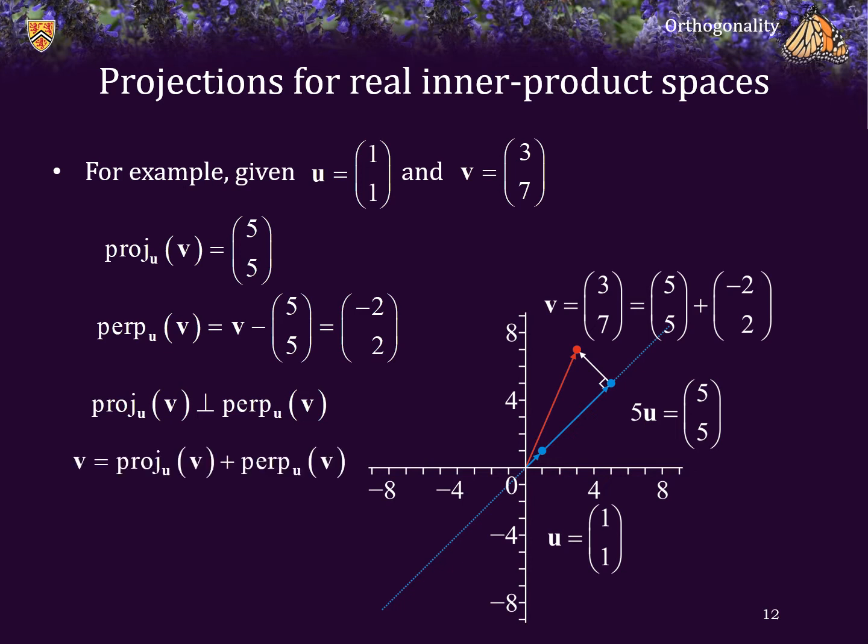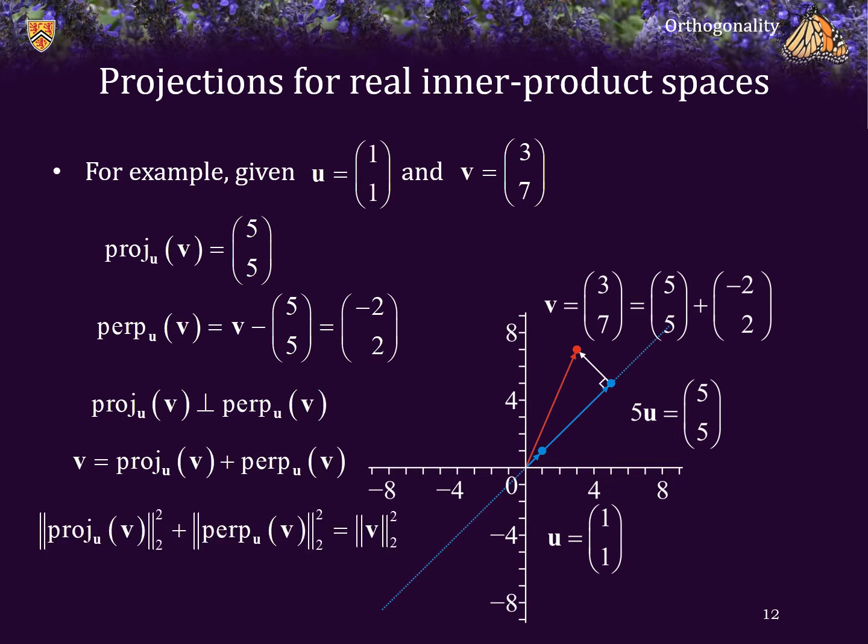So therefore, v is equal to the projection of v onto u plus the perpendicular component. So if I add (5, 5) onto the vector (-2, 2), I get the vector (3, 7). Now, because the vectors are perpendicular, we can also use Pythagoras' theorem.